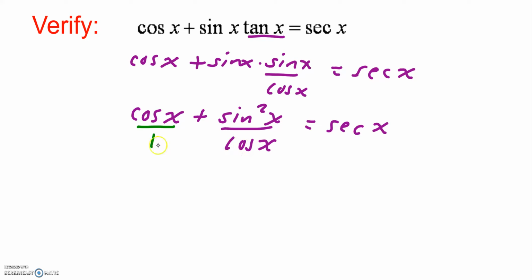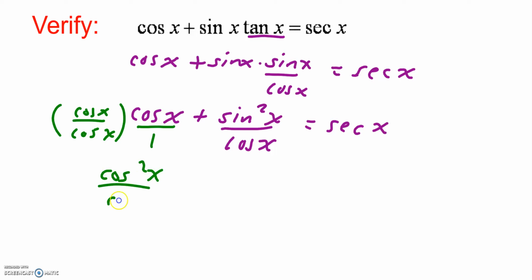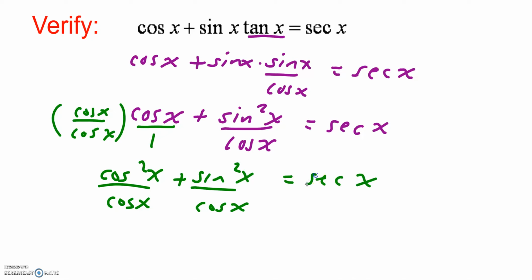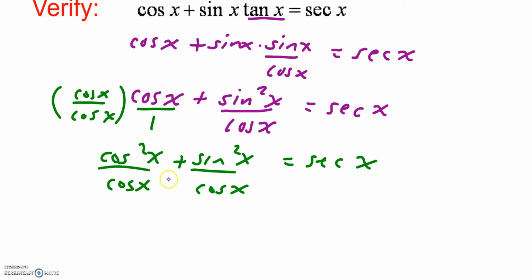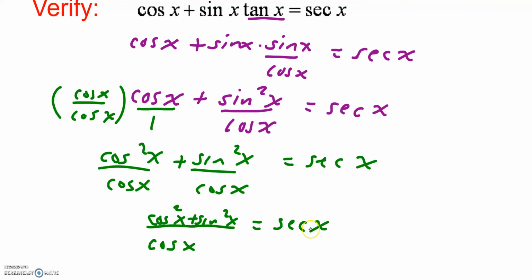The common denominator between 1 and cosine of x is going to be cosine of x. So that means that this first fraction needs to be multiplied top and bottom by cosine of x. And if I do that, I would get cosine squared x over cosine plus sine squared x over cosine, and that should equal secant of x. Now that I have two fractions with the same denominator, I can write it as one fraction. I know that cosine squared x plus sine squared x all over cosine should hopefully equal secant of x.